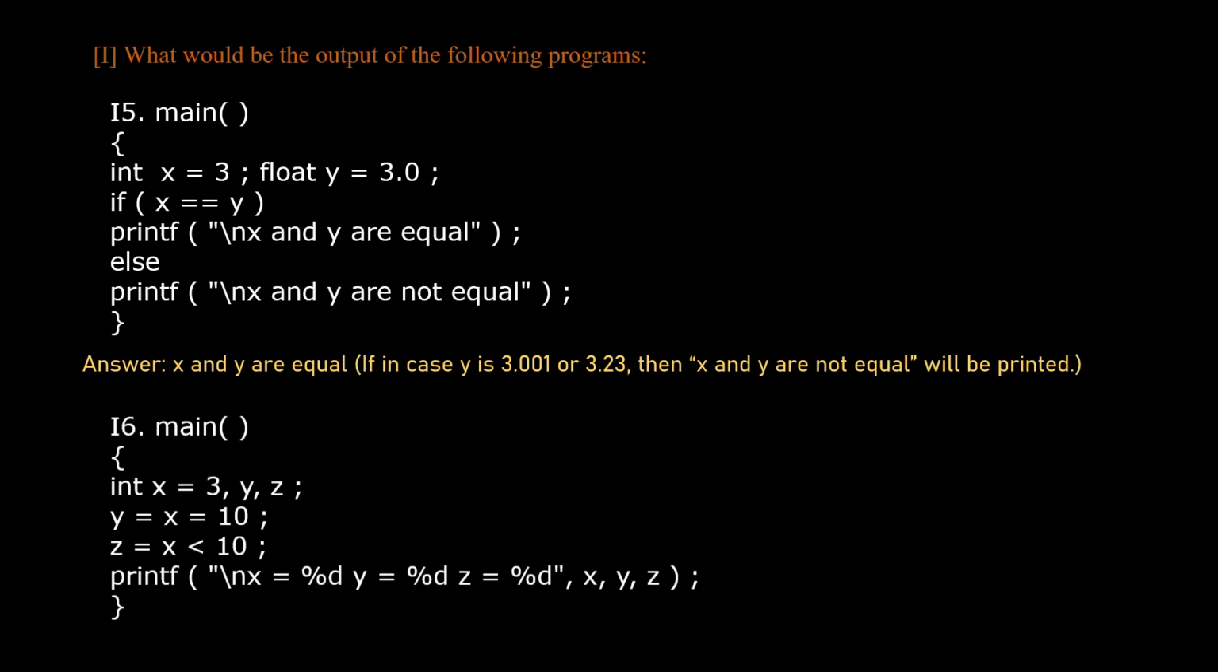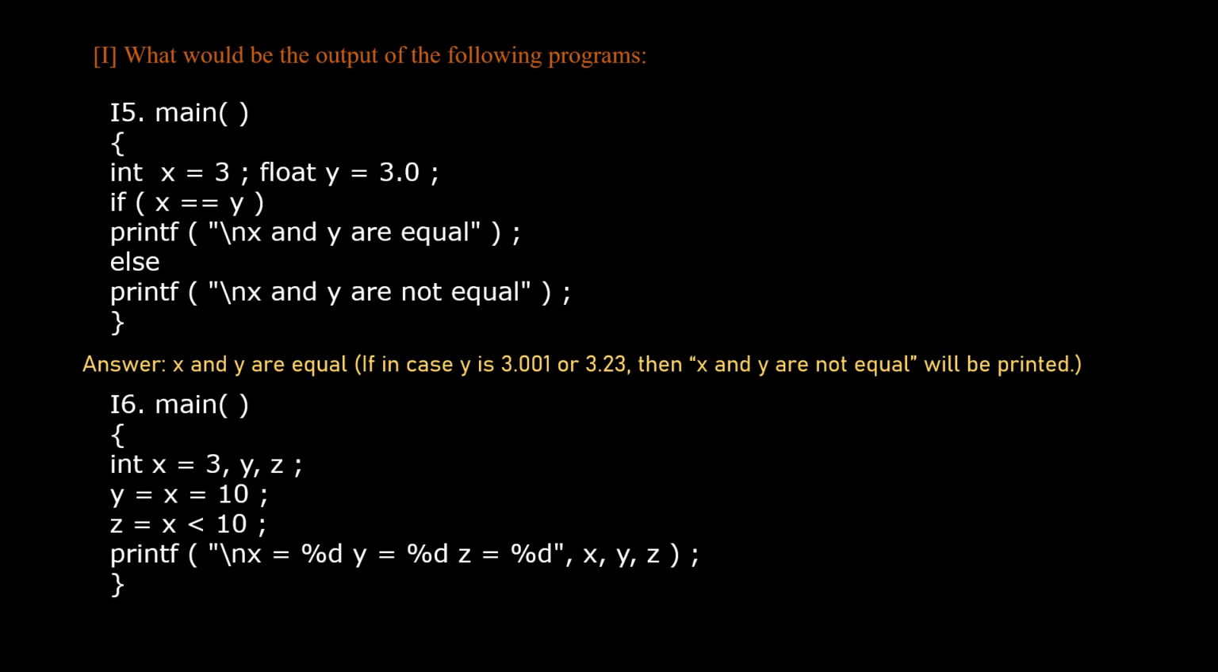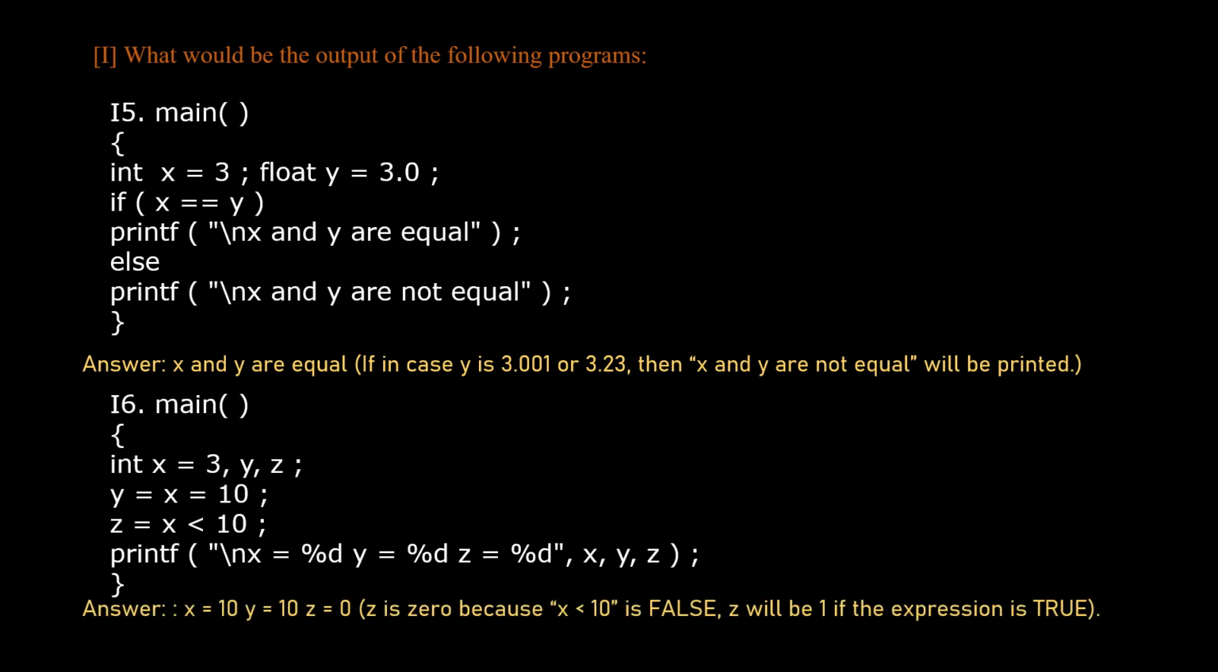Quickly, let's go through the next question. X is assigned as 3, and y and z are declared, and then y and x are assigned 10, z equal to x less than 10. Will it throw a compilation error? No, it won't. Let's see the answer. The output of this printf would be x is equal to 10, y equal to 10, z equal to 0. Why 0? Is x less than 10 true? It would have been if x is 3, but in between we have assigned 10. So 10 less than 10 is false.